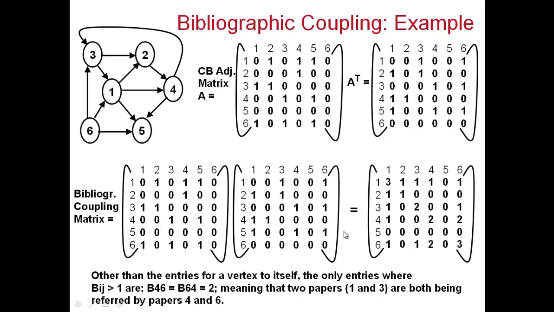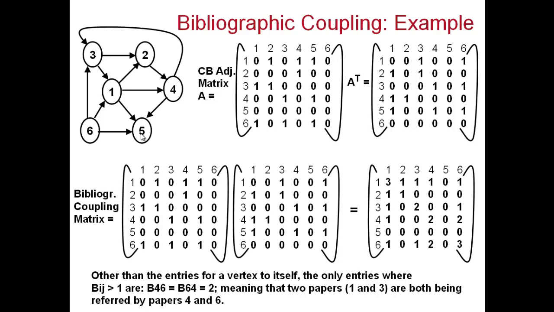So let us interpret that. The diagonal, let us say for example 4 has an entry 2. That means 4 and 4 are citing two papers, right? That's basically indicating the number of papers cited by 4. Okay, let us look at 6. It says 3 for 6 and 6. So that means 6 is citing 3 papers. 6 is citing 1, 3 and 5. That's what the number indicates.